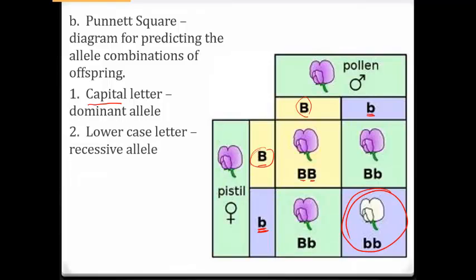Now remember, dominant means that it's going to show up even if you have one of them. So notice that this flower with the capital B lowercase b has one dominant and one recessive. Well, a dominant allele is going to show up even if there's only one of them. So that's why this particular flower is purple, even though it has the lowercase letter. In order to show the recessive trait, white, you have to have no dominant letter present.